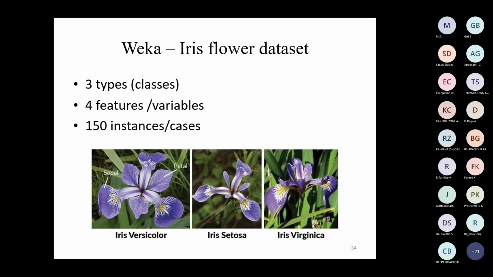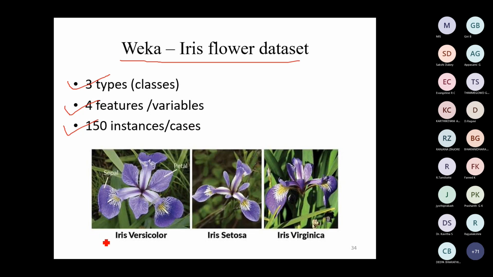So before going into the demonstration, here we have the iris flower data set. In the Weka tool we have various data sets, and here we have the iris data set, with three types of classes and 4 features or variables for each and every image. And we have 150 instances or cases or samples.